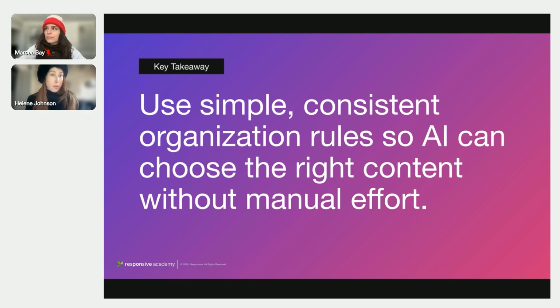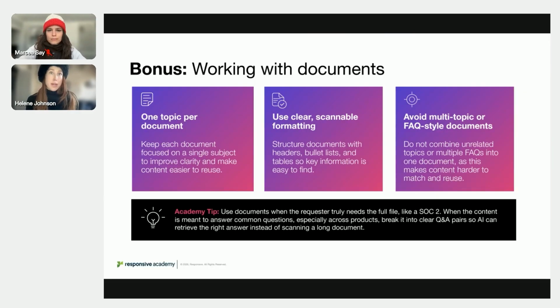Now, very quickly before we get into the Q&A, just a bonus. We know a lot of people have questions about working in documents because you have to use documents a lot in proposals. The biggest rule of thumb here is to keep them focused. You can stick to one topic per document. That makes the content clearer and much easier to use, especially if it has clear formatting. Things like headers, bolded lists, and tables make it easier to find that key information quickly.